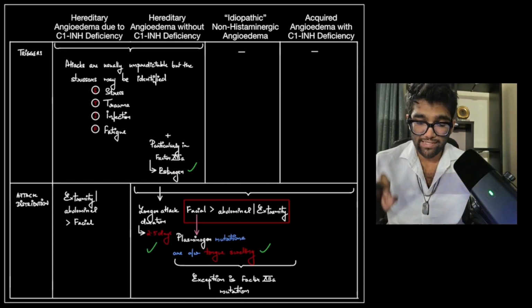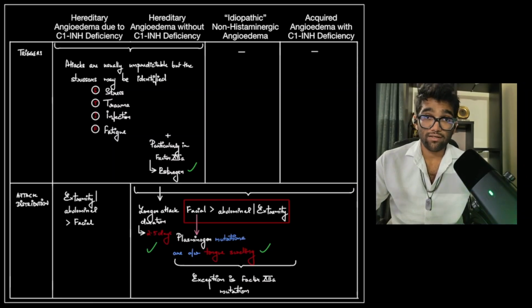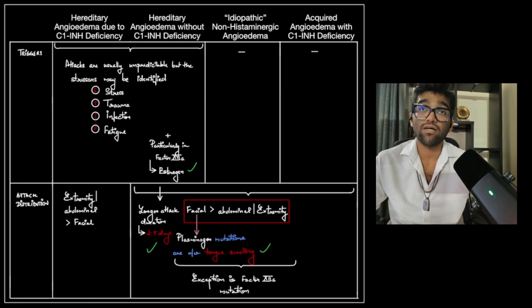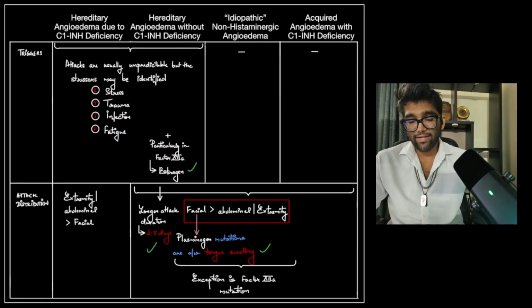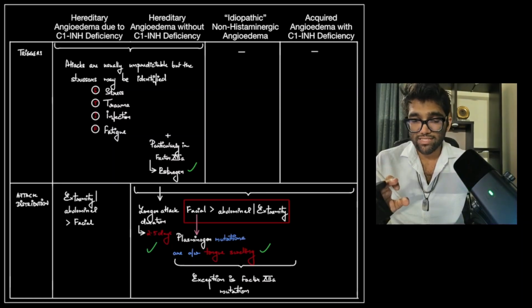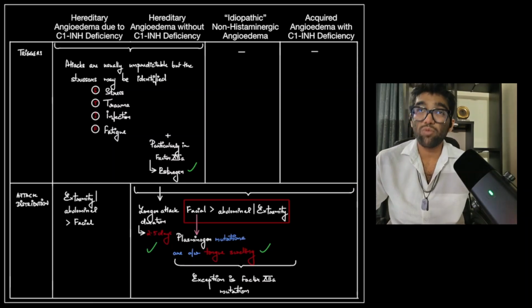And this is a very clinically relevant thing, because recently, about a month back, I had a patient who had bilateral ocular lid angioedema since around mid 20s, or early 20s rather. So just that fact made it more likely that it is hereditary angioedema without C1-INH deficiency, or it is idiopathic non-histaminergic angioedema, with the small possibility of an acquired C1-INH deficiency.